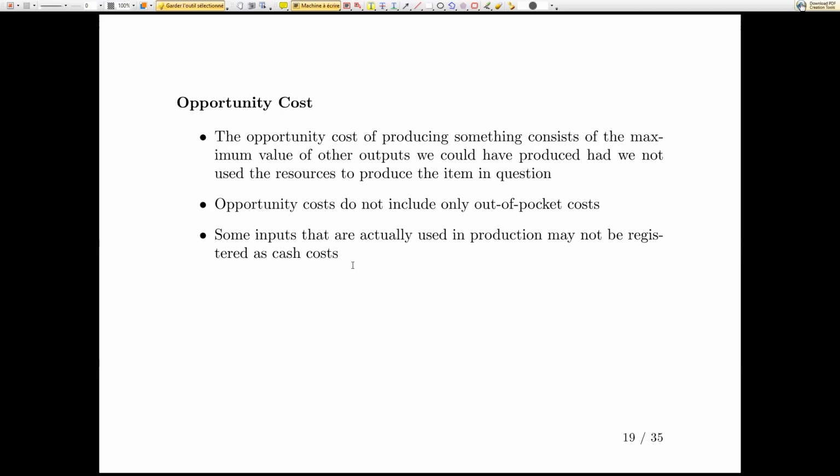Some inputs actually used in production may not be registered as cash costs. Sometimes we can think about the time of people, which is not a wage. So if it's my own business, for instance, then I have to account for the time I put into the business.